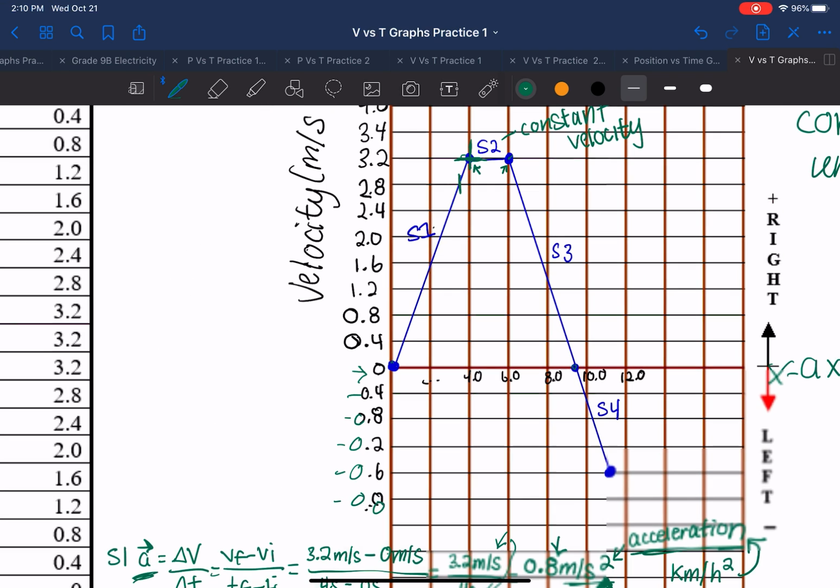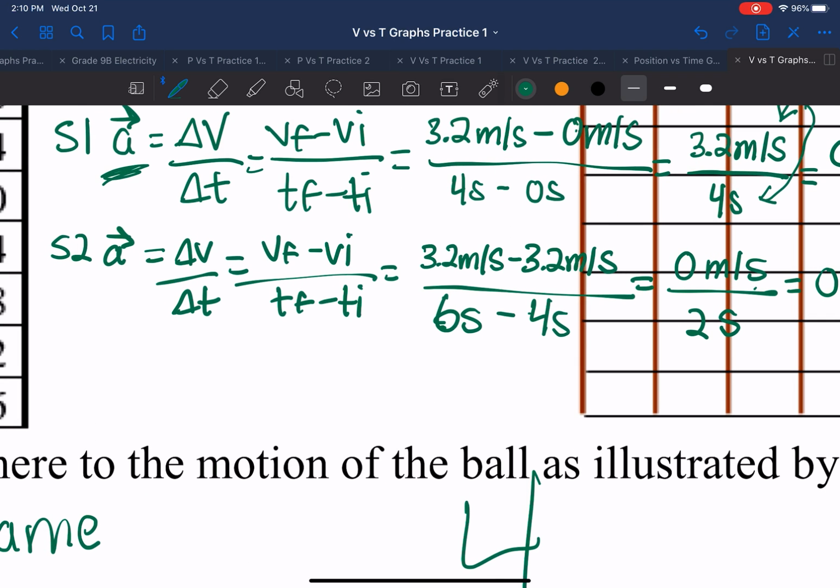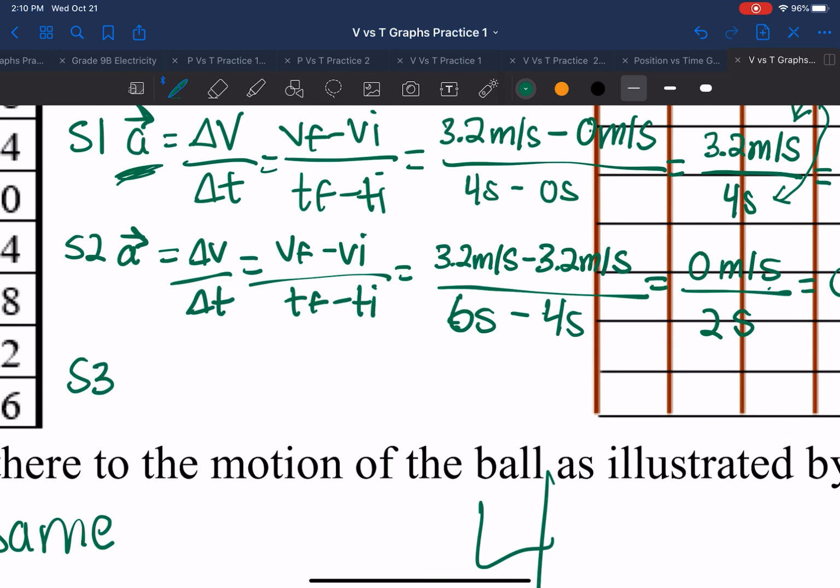So far, so good. Let's calculate for S3. So S3, sorry I stumbled over there with the 6 seconds and 3 seconds.